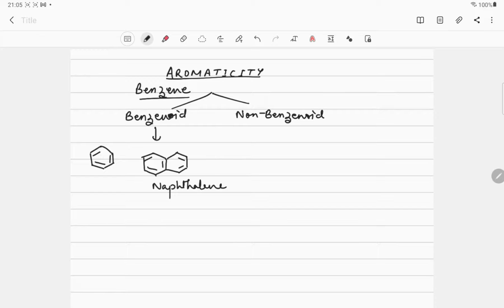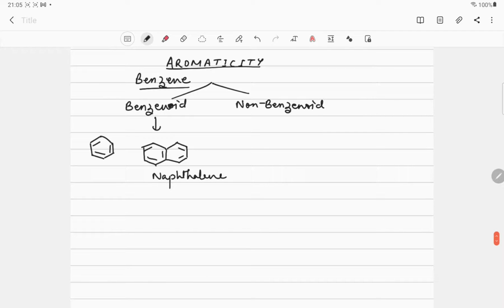All of us are well aware of the smell of naphthalene balls. Then it may be anthracene, it may be toluene. So, what I'm trying to say is, the compounds which contain a benzene ring in them are aromatic in nature, and we call them benzenoid aromatic compounds.